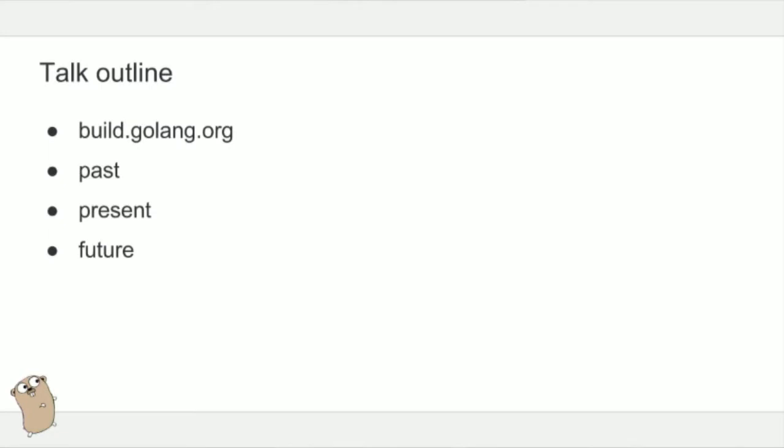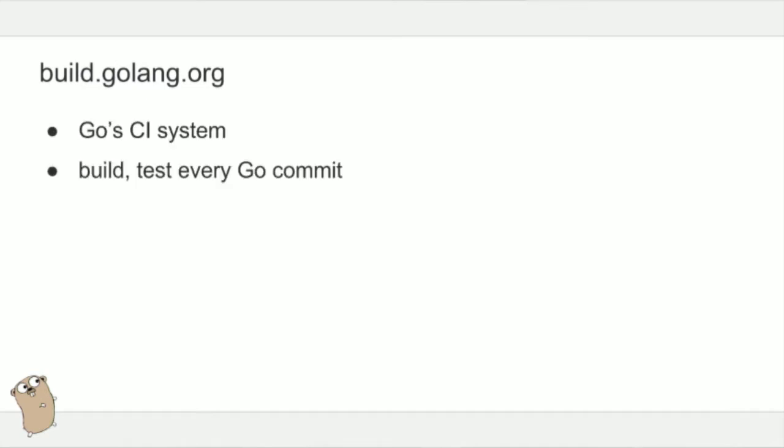So this is a talk about the Go build system, where it started, where it's currently at, and where it's going. So build.golang.org is our CI system. For every commit, we want to build it and run all the tests, and we want to do it for every architecture.